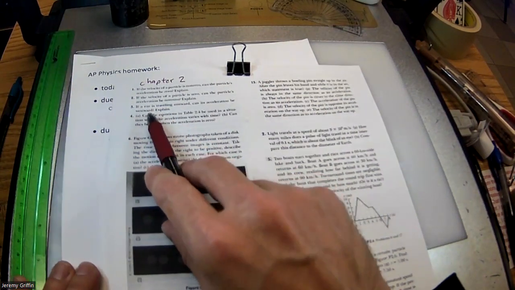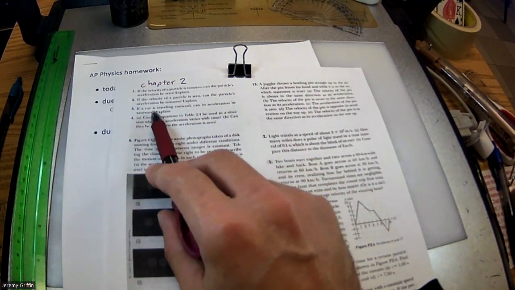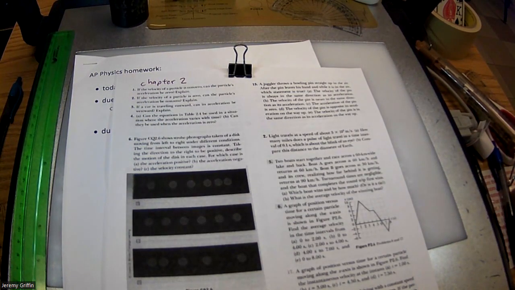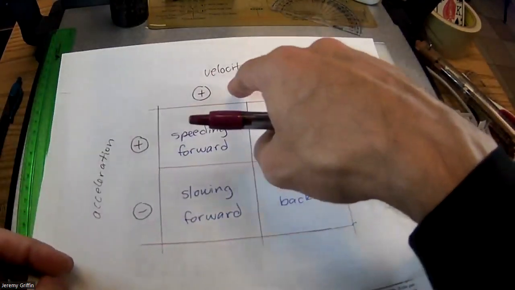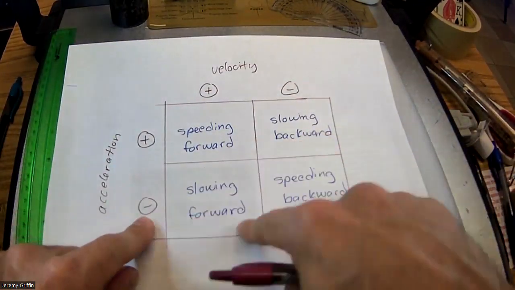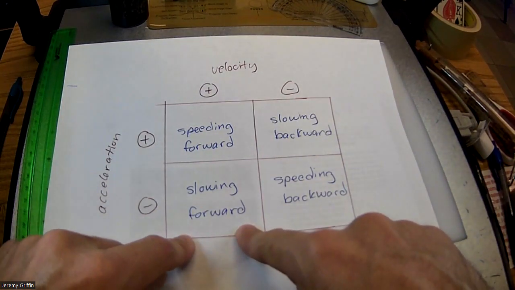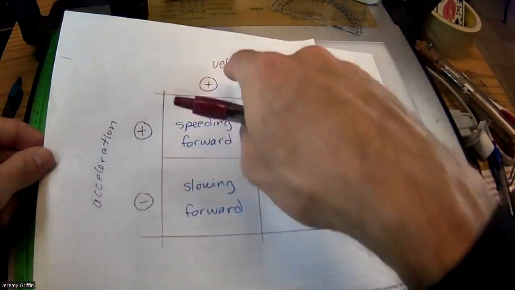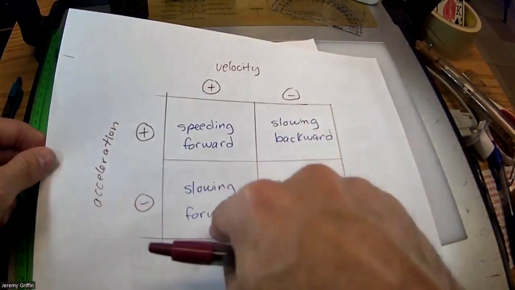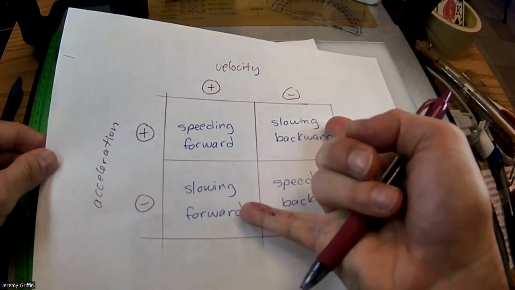Question 3. If a car is traveling eastward, can its acceleration be westward? What do you guys think? Yeah, and what does that refer to? Yeah, braking, slowing down. I gave you guys a table yesterday. Let me dig out all the notes. Here we go. You guys remember this? If you have forward velocity and negative acceleration, exactly. That's slowing down, but still moving forward, because the direction of your velocity tells you which way you're actually moving. And if the signs of velocity and acceleration disagree, like positive, negative, you're always slowing down, which is both of these quadrants.